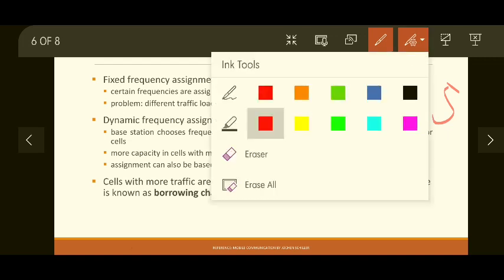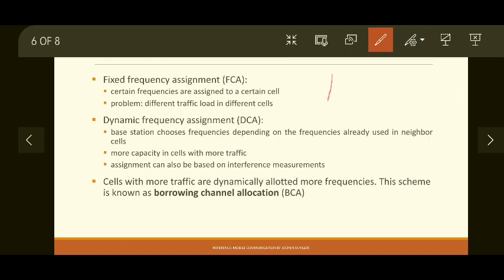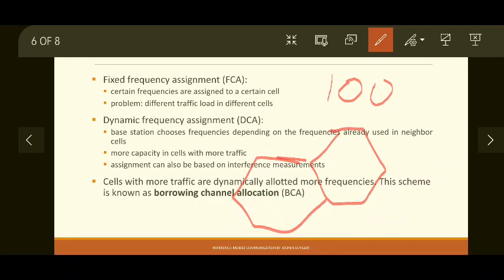Let's say in a system we have 100 frequencies, and there are different cells involved. In some cells we have a city, in some cells we have a countryside region. Cities will require more channels, whereas the countryside requires fewer channels or frequencies. So dynamic allocation will be done depending on the number of users.